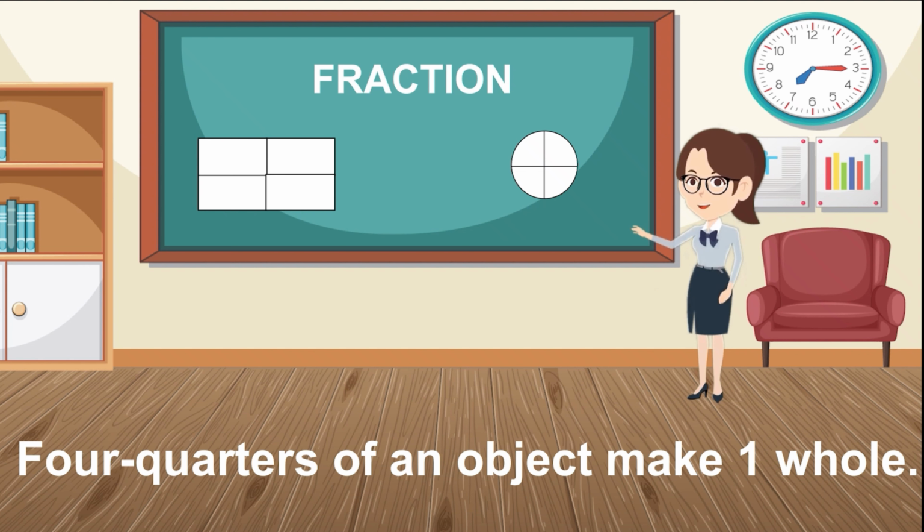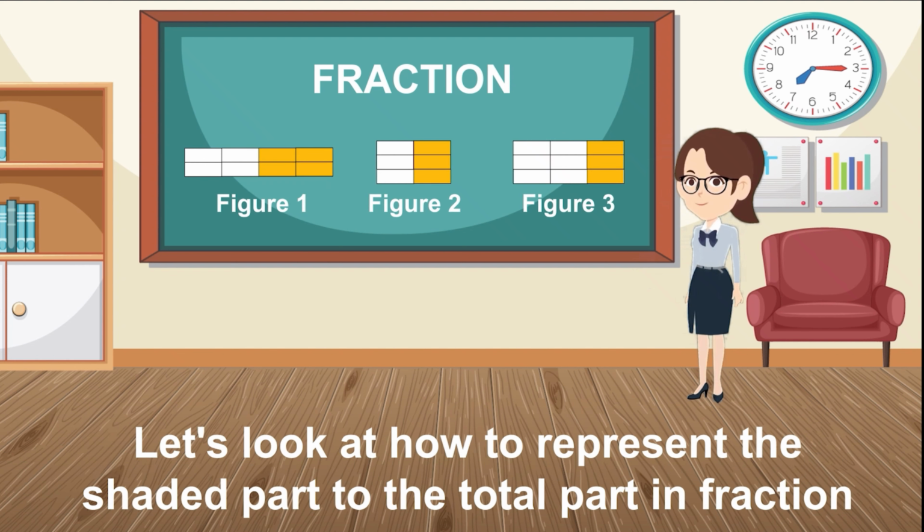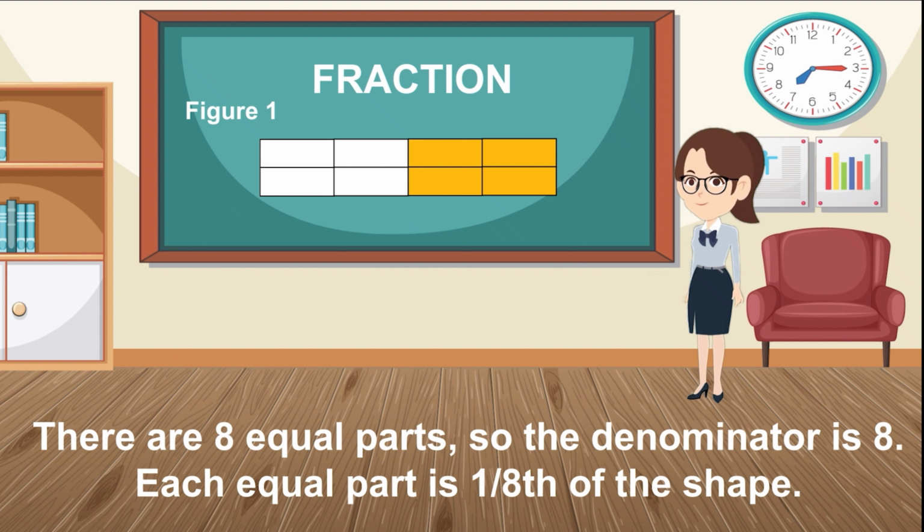4 quarters of an object make 1 whole. Color 1 quarter of the following shapes. Let's look at how to represent the shaded part to the total part in fraction.